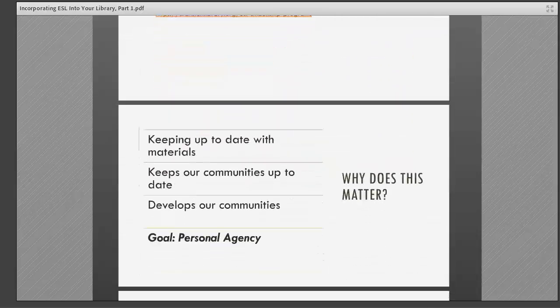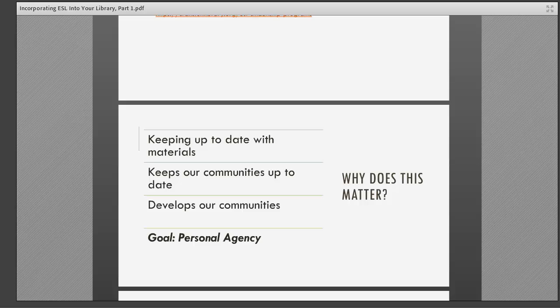Okay, so I really like this question. I think that whenever we talk about programming, whenever we talk about outreach, whenever we talk about incorporating new materials or incorporating new curriculums or whatever it is, we really need to stop and ask ourselves, why does this matter? What's the point? Well, okay, keeping up to date with materials keeps our communities up to date.